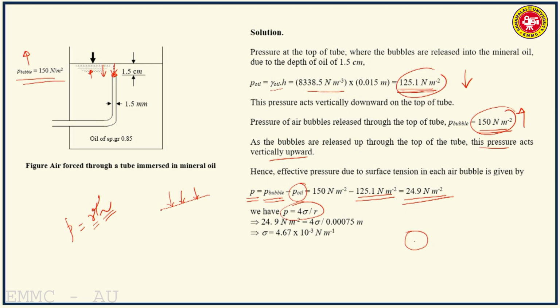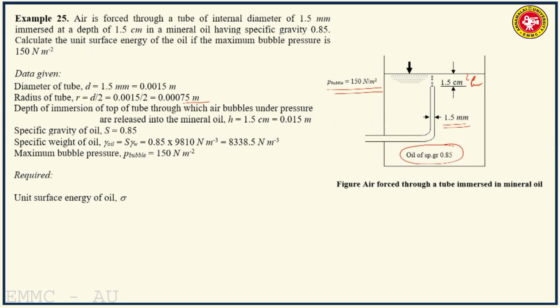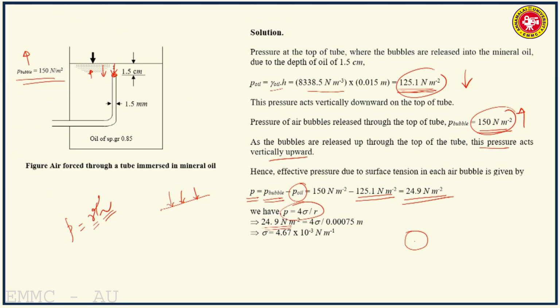So 24.9 Newton per meter square is the effective pressure due to surface tension in each air bubble, and sigma is the surface tension acting on the bubble in contact with the liquid or oil, divided by R. So you get the value of surface tension, sigma.